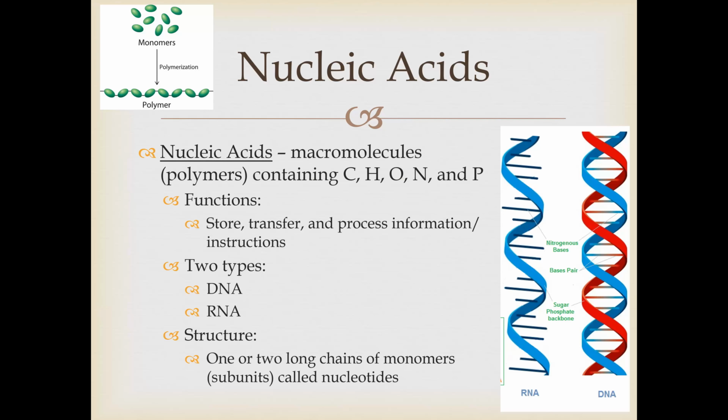The structure of a nucleic acid is that there are usually one or two long chains of monomers, and again, the monomers are the subunits that make up a polymer. These monomers are called nucleotides. RNA is usually single-stranded, so one strand is shown here on the left. DNA is usually double-stranded, as shown on the right.